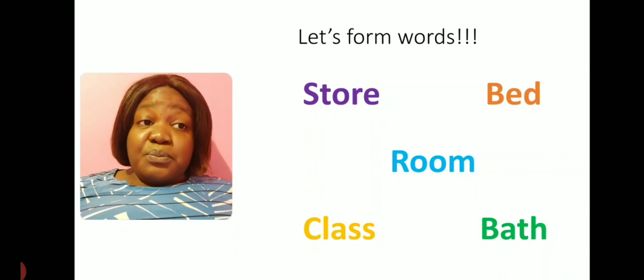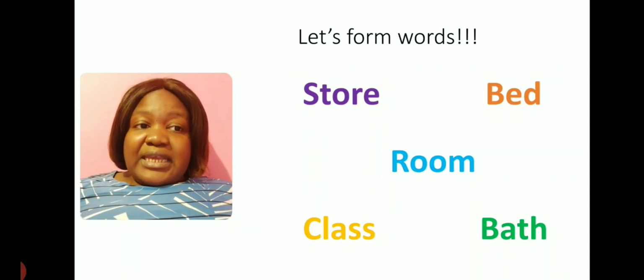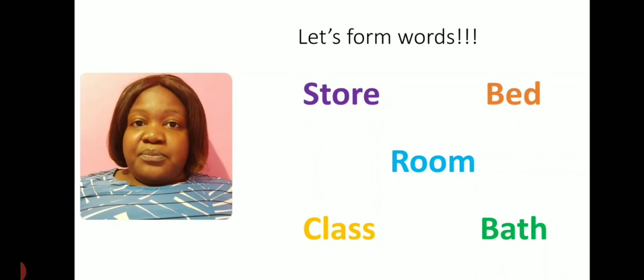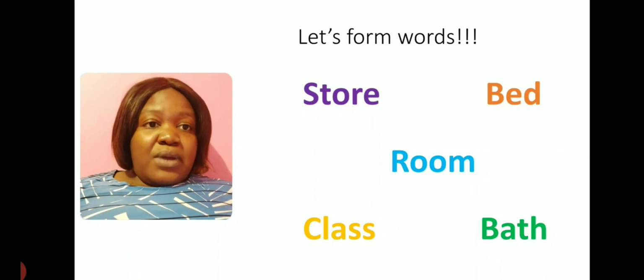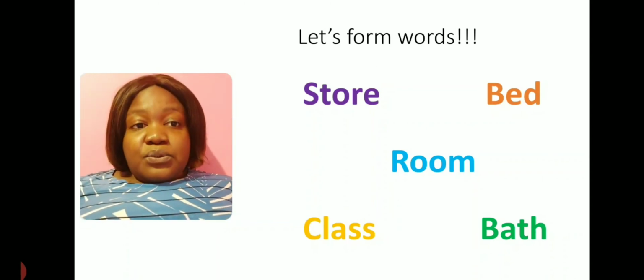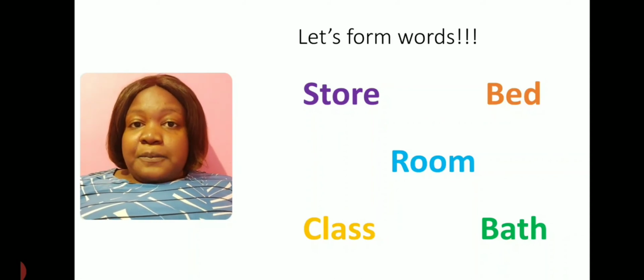We have storeroom, number 1. We have bedroom, number 2. We have classroom, number 3. And we have bathroom. So we formed 4 compound nouns. But these words, they stand on their own. We know what a store is. We know what a bed is. We know what a room is. We know what a class is. We know what bath is.